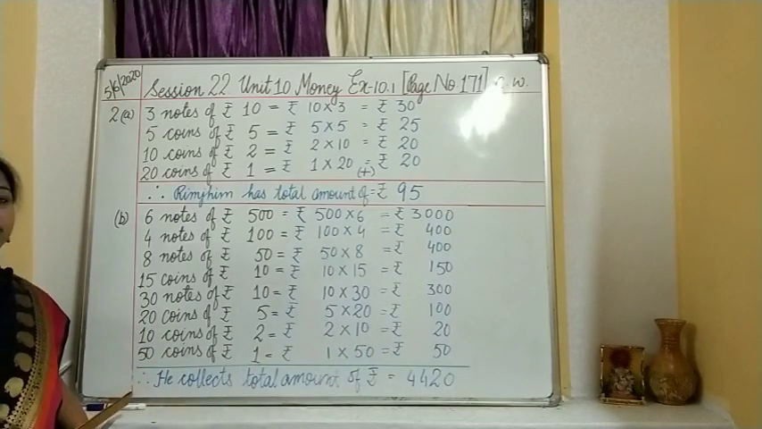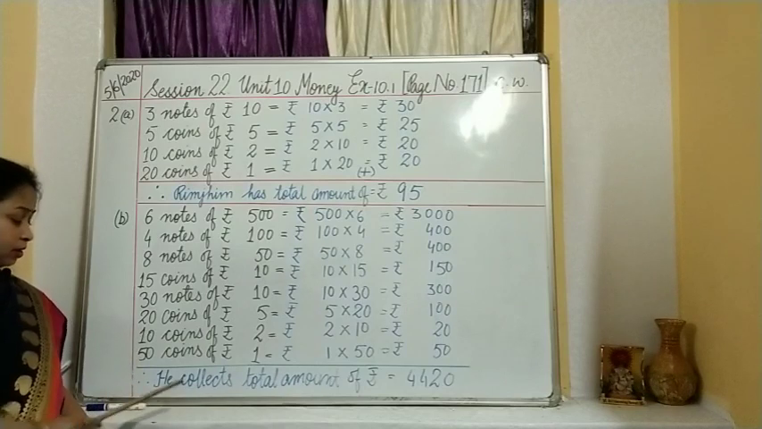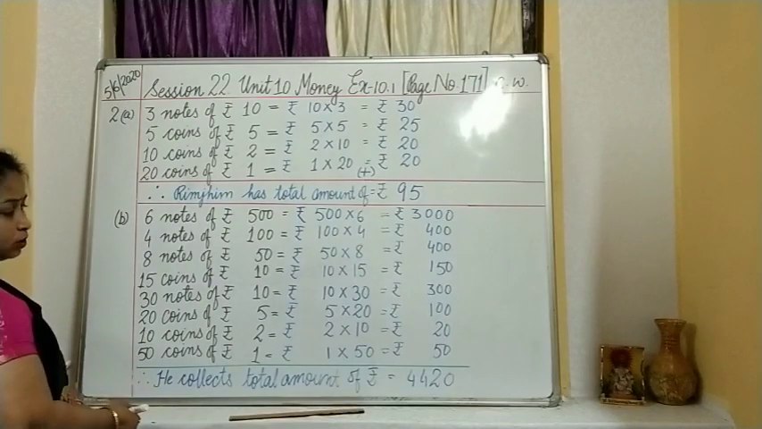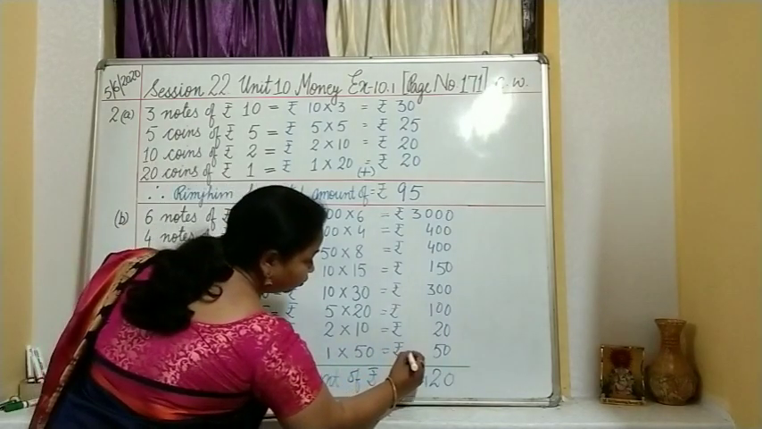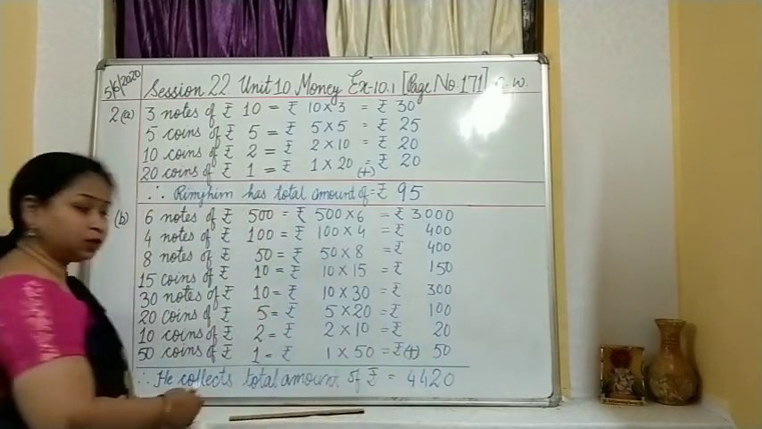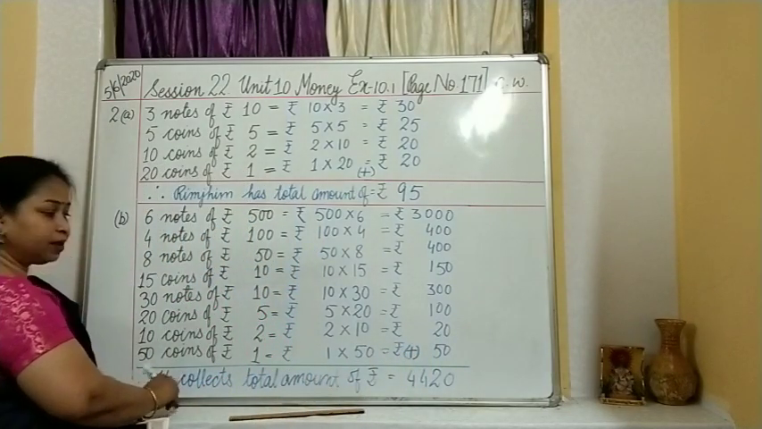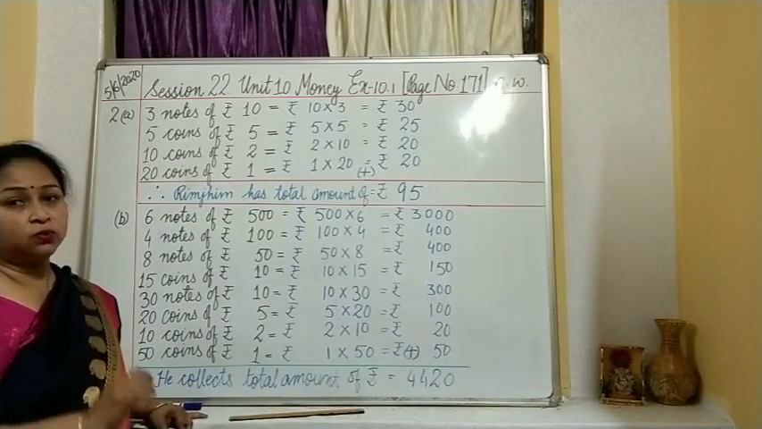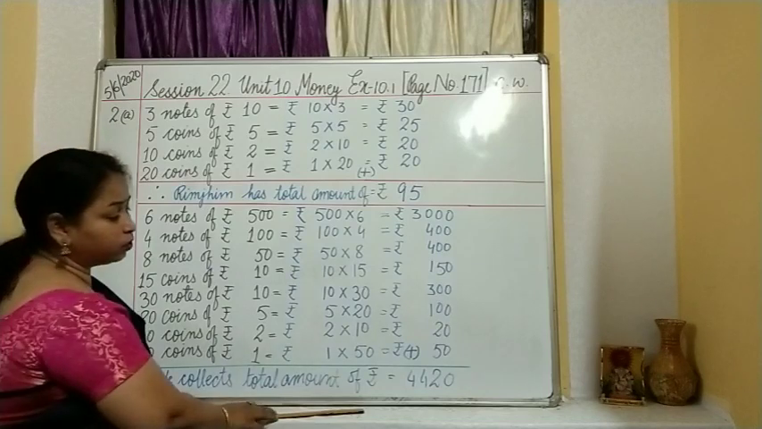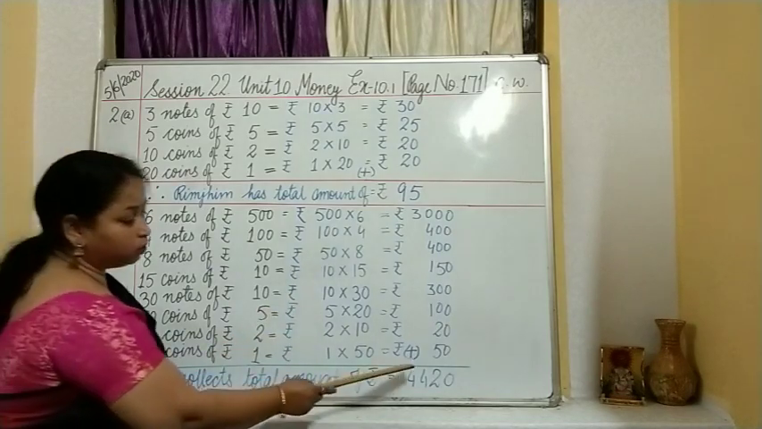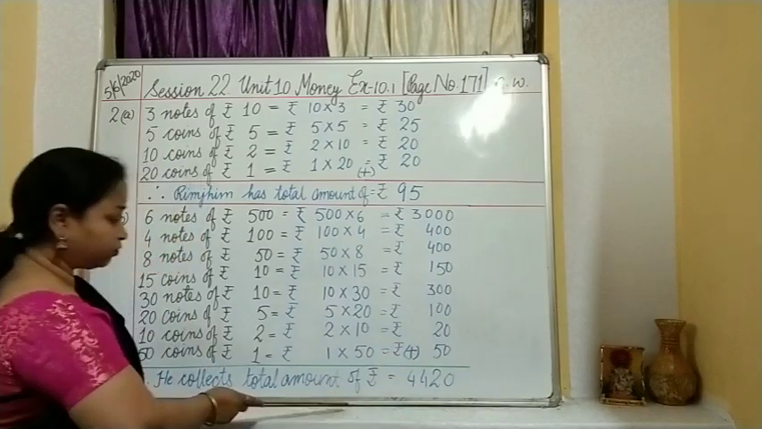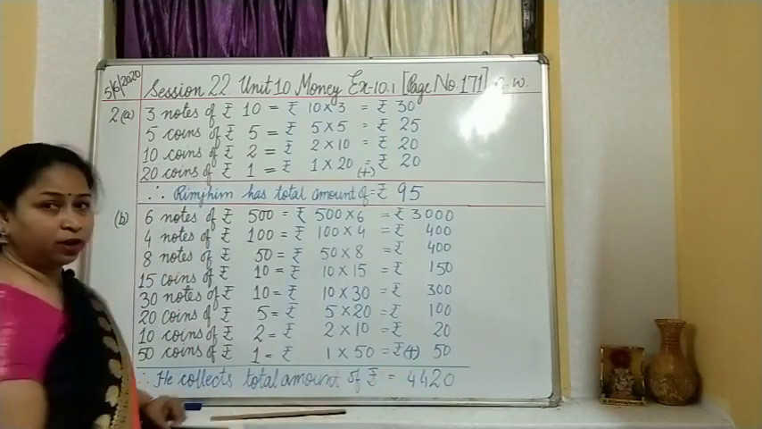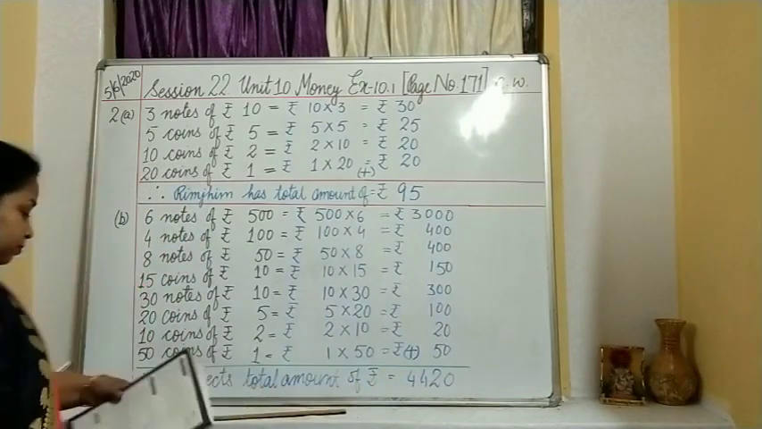So at the end of the day, what is the collection? He collects the total amount of rupees, add up all this. I have not shown the symbol of addition. So whenever you will be doing the question, please show the symbol, whether you are subtracting, adding, multiplying, dividing, whatever the case may be. You need to show the operation, whichever operation you are doing there. So here we have added, so plus sign, and then the total amount we have received is rupees 4420. Okay.